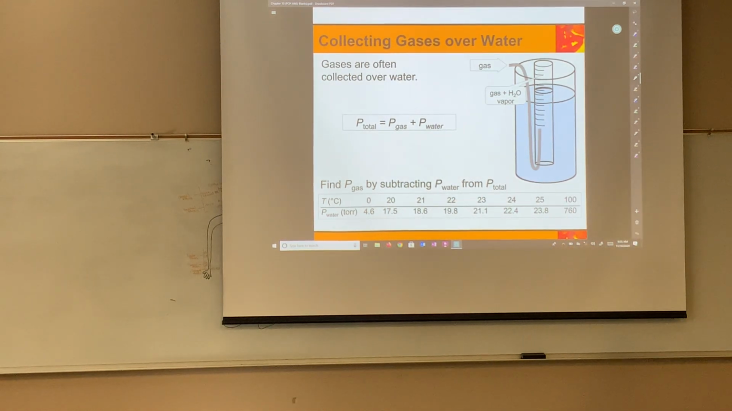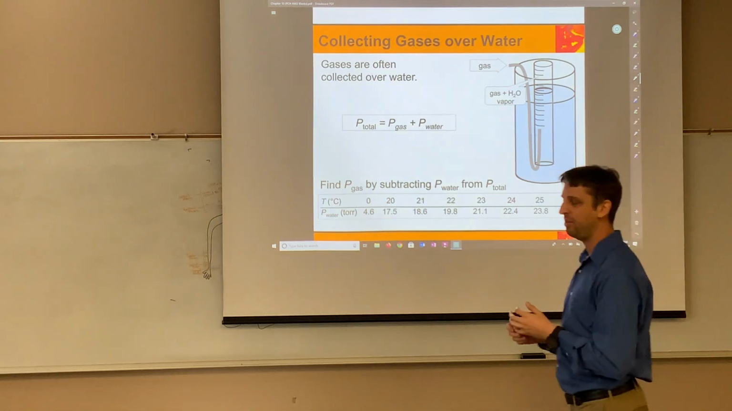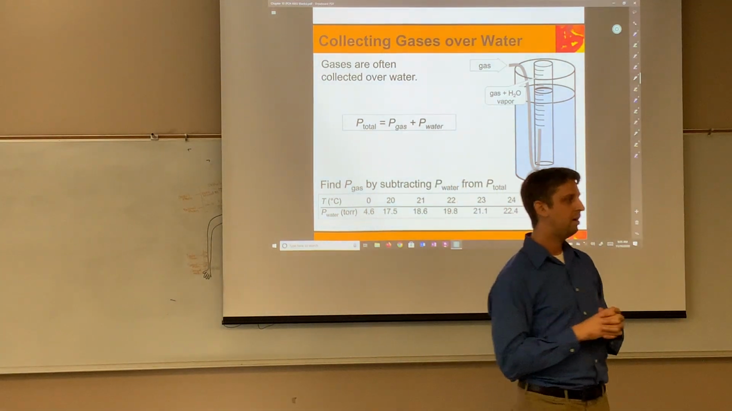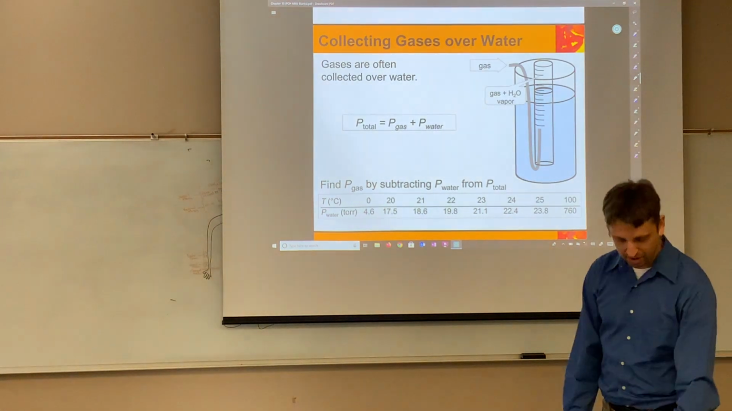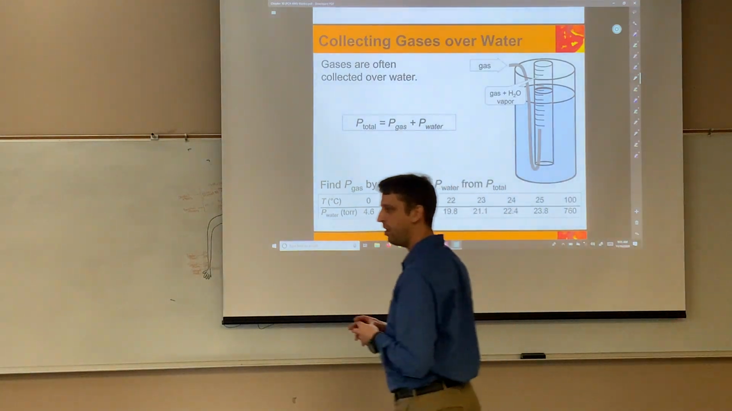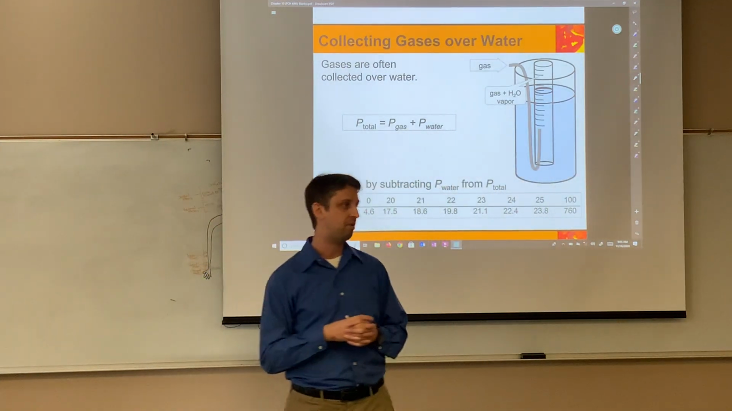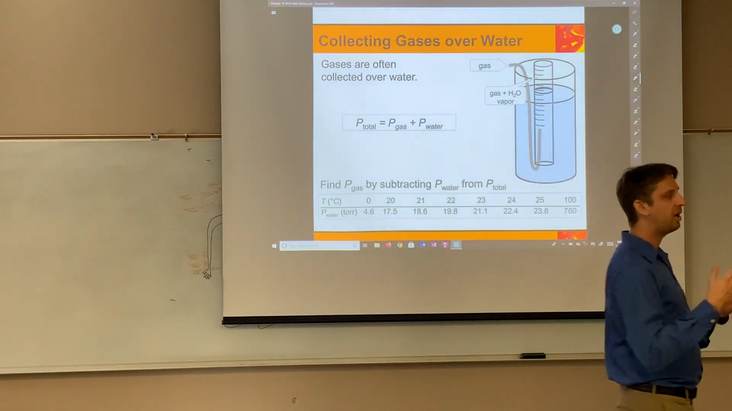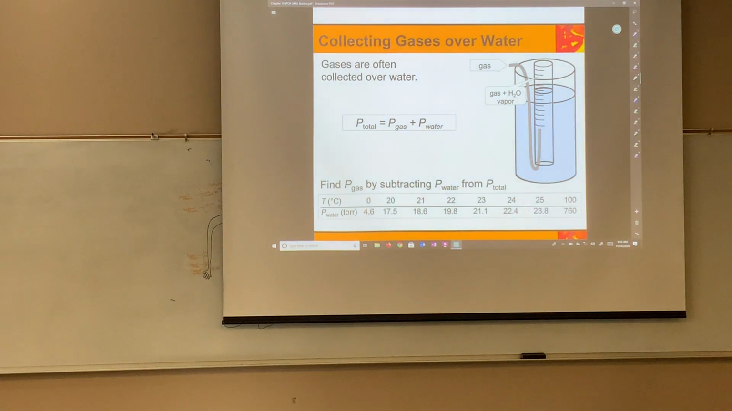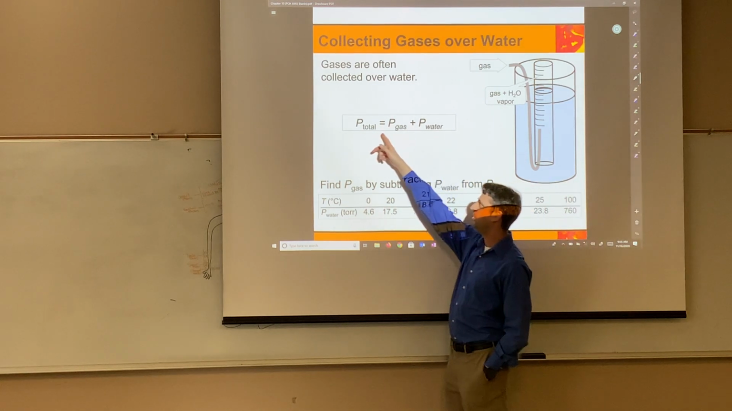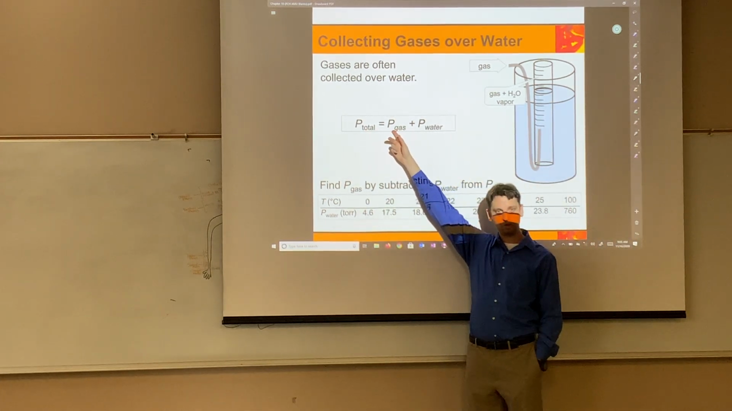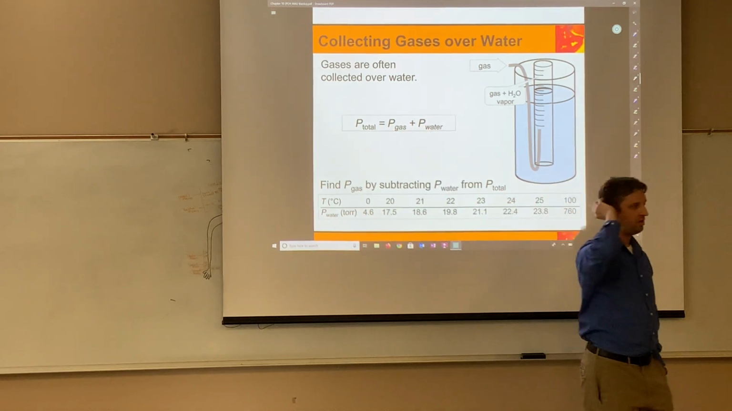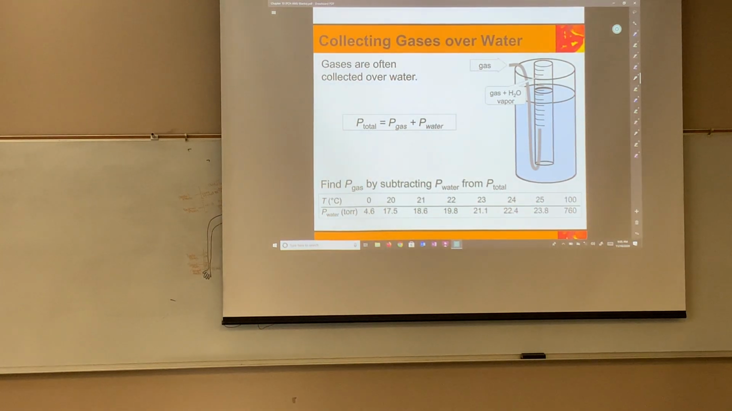Water has a vapor pressure. No matter what the temperature might be, there's a little bit of the water as a liquid escaping and turning into a gas. You already knew that. That's why if you put a beaker of water on your desk and you wait a while, it's going to slowly evaporate, even though it's not boiling away. The process of evaporation is turning a liquid into a gas. And so if I collect a gas over water, the total pressure that's trapped inside is equal to the pressure of the gas that we're collecting plus the vapor pressure of water at that temperature.